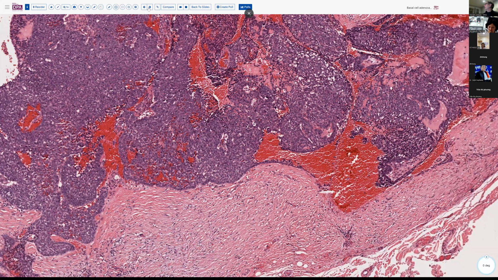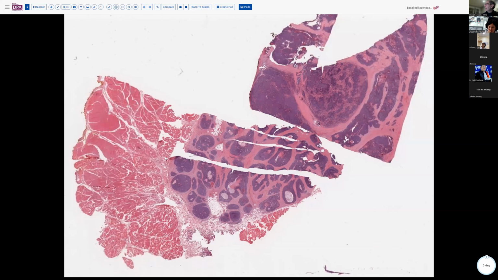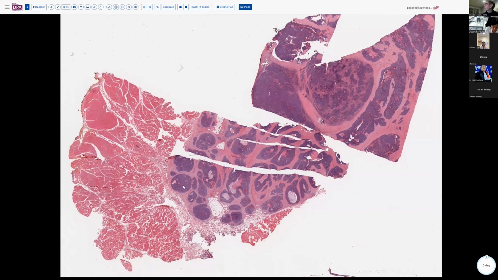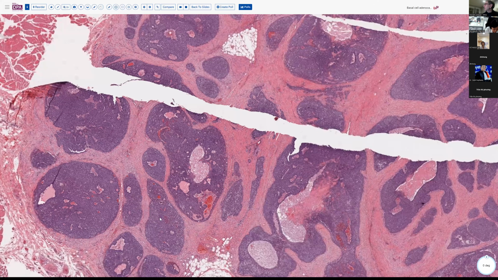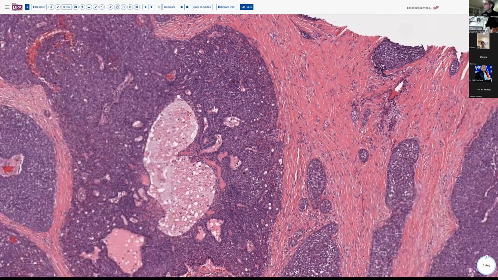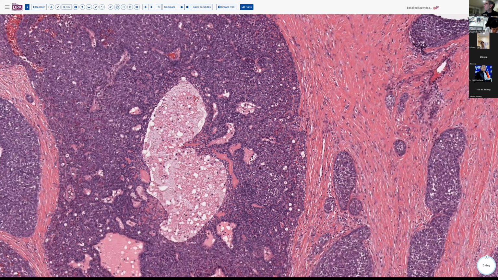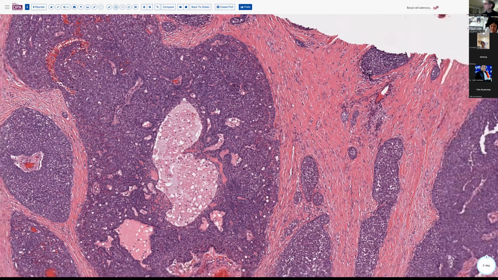I think we have another case. Oh, here's one more case. This case here is invading a strap muscle and showing more examples of this pattern of infiltrative growth. Notice here we can get some cystic changes in a few foci with some associated cellular debris. The inverted hyalinized little fibrous cores are another feature.